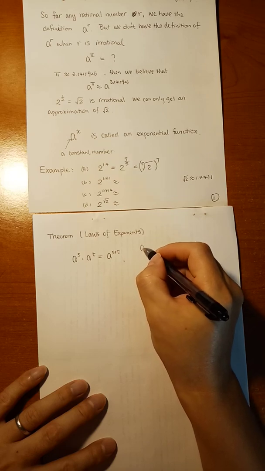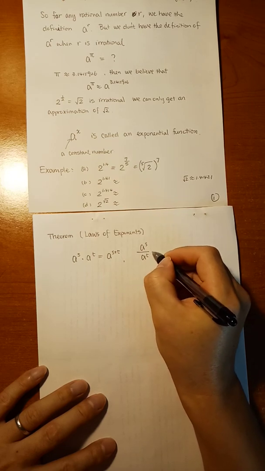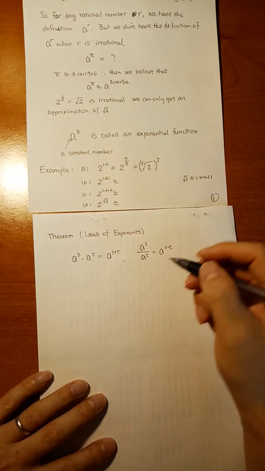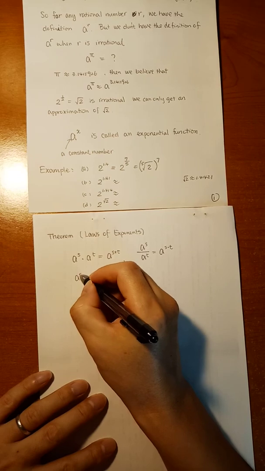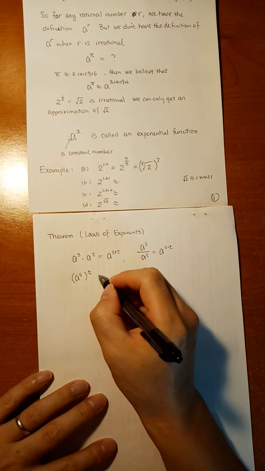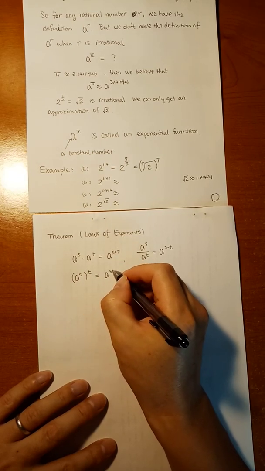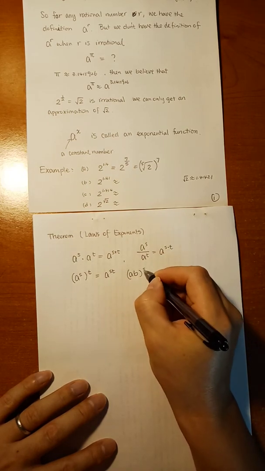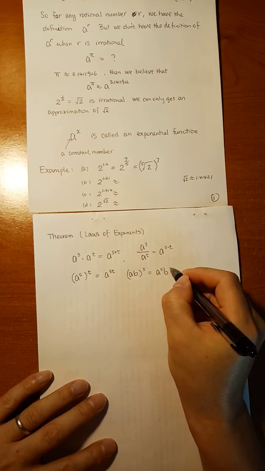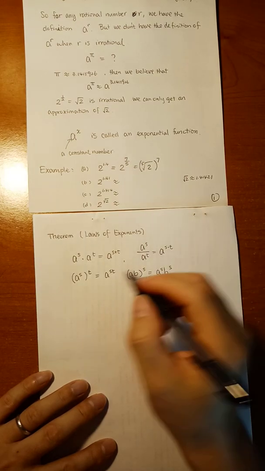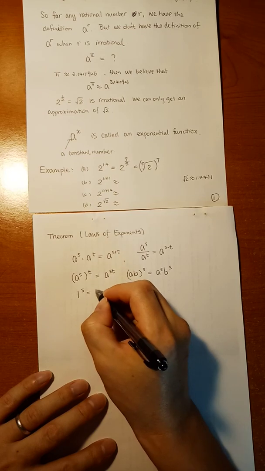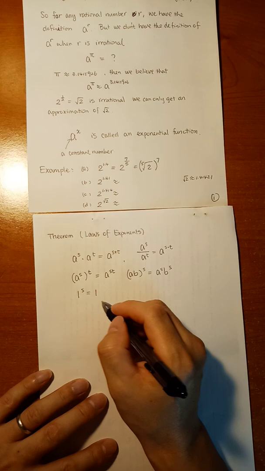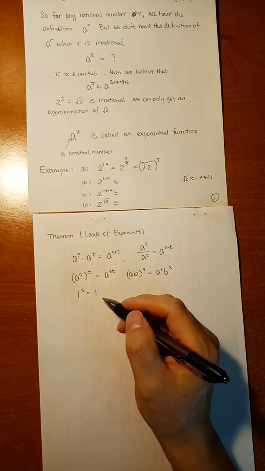And the quotient corresponds to the difference of the exponents. If you have power s and then power t, it is equal to power s times t. You have a times b to power s, it is a to s times b to s. And of course, 1 to whatever power is equal to 1. Here, this s could be irrational. Even for irrational number, 1 to s is always equal to 1.